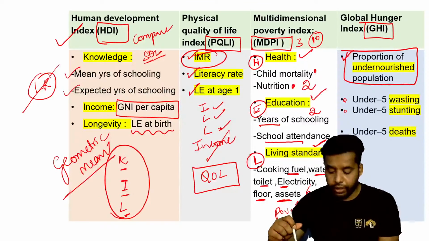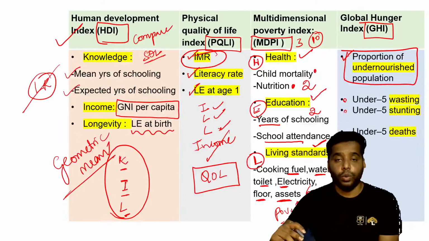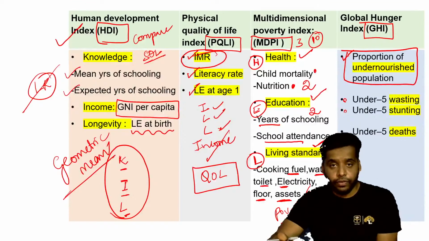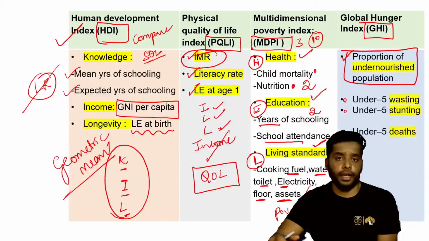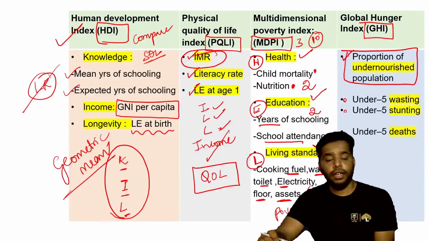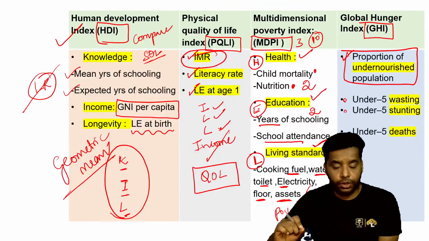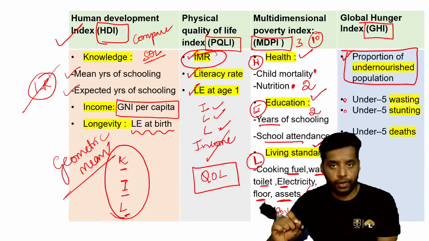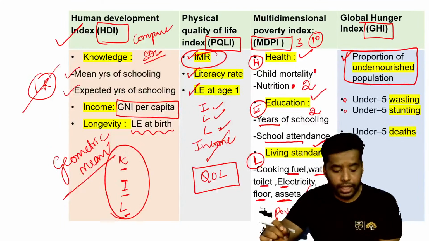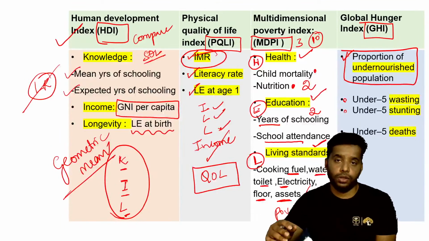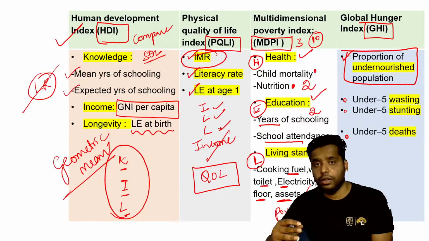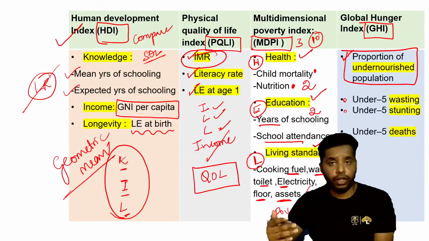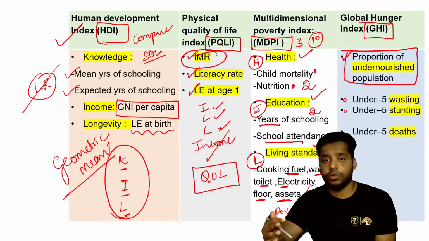Second, under 5 wasting and under 5 stunting. Within the 5 years, within under 5, means within 5 years you're checking wasting and stunting. Wasting will indicate acute malnutrition. Stunting will indicate chronic malnutrition. So keep these two things in mind. Both acute and chronic malnutrition will be considered. At the same time, mortality pattern, under 5 deaths, is also counted. So it is more of a children-oriented index. Hunger index will reflect more on children. So that is what they are counting.